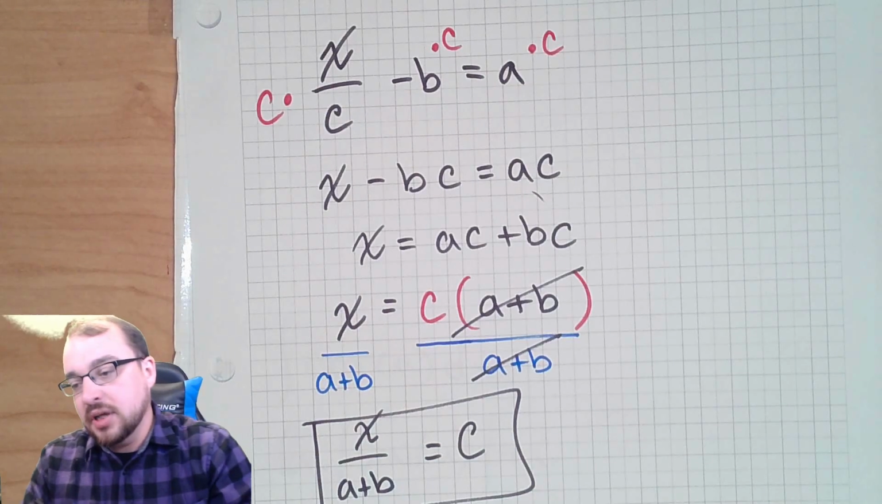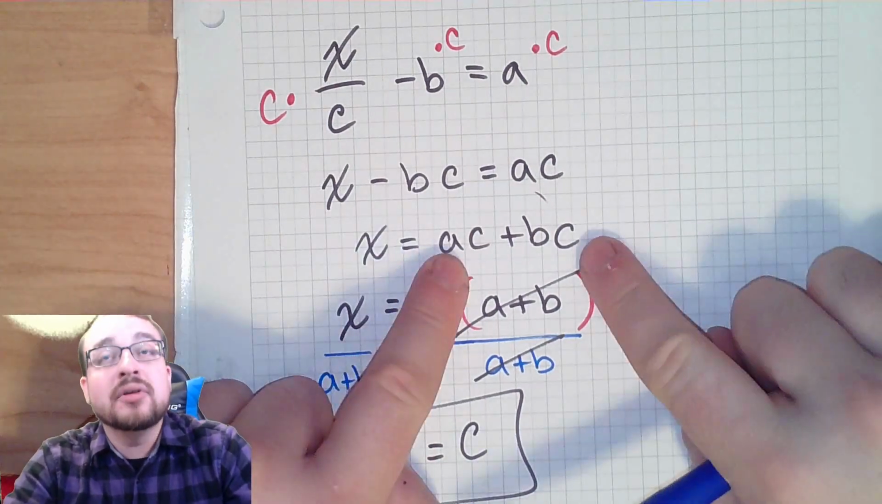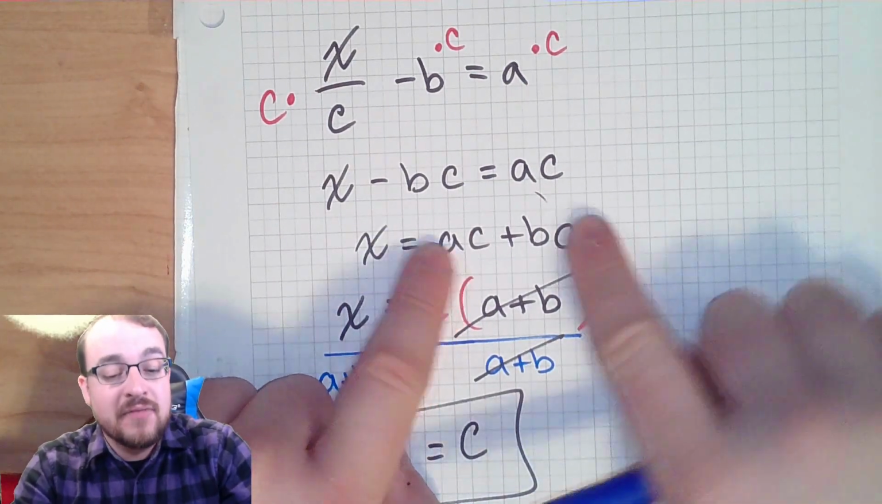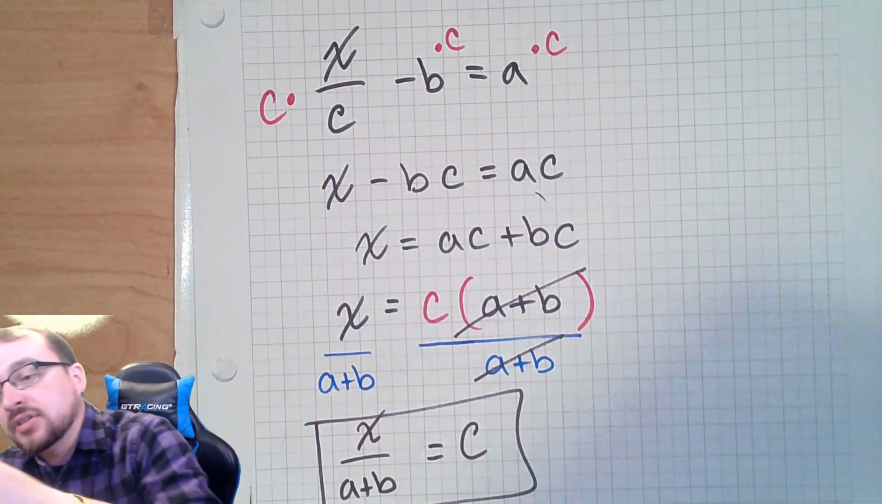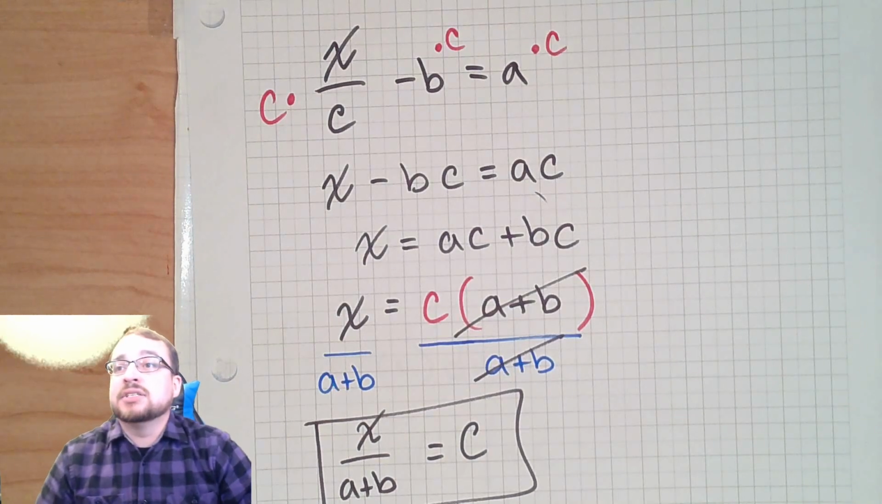So one of those big brain plays that you want to get down in your notes is that when you're here and you want to get c on its own, factor the c out so that you can divide what's left over, right? That's going to get you the c on its own. And that is it for this week.